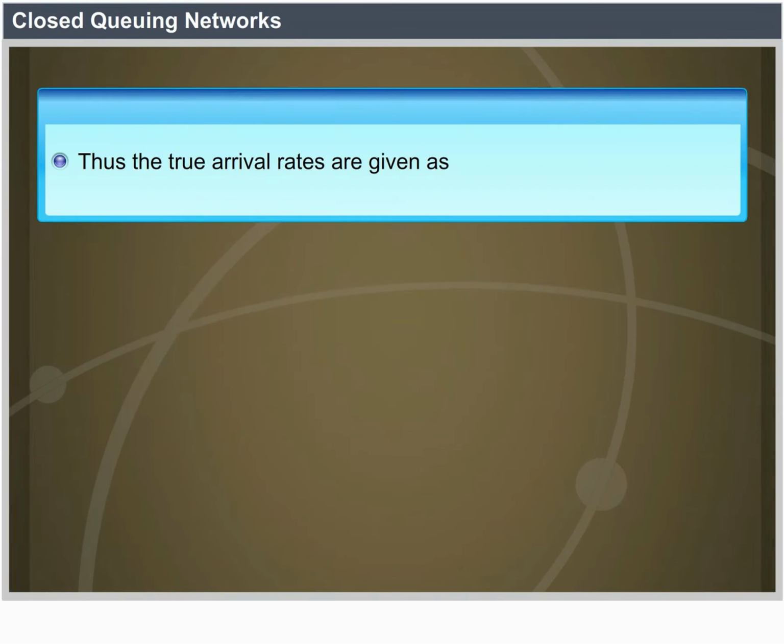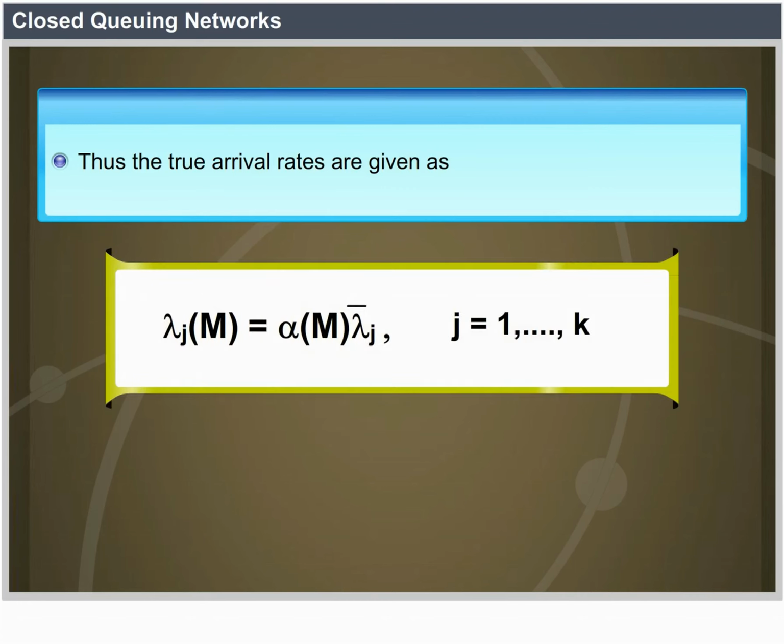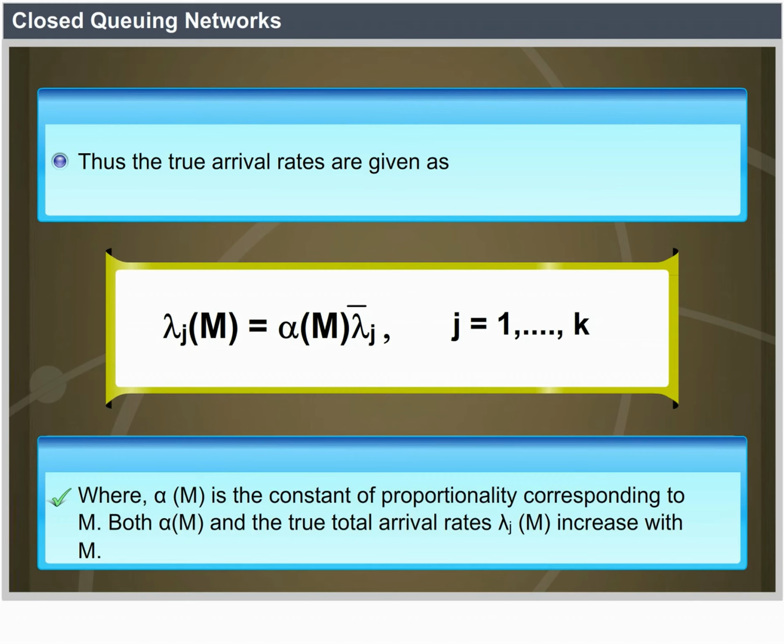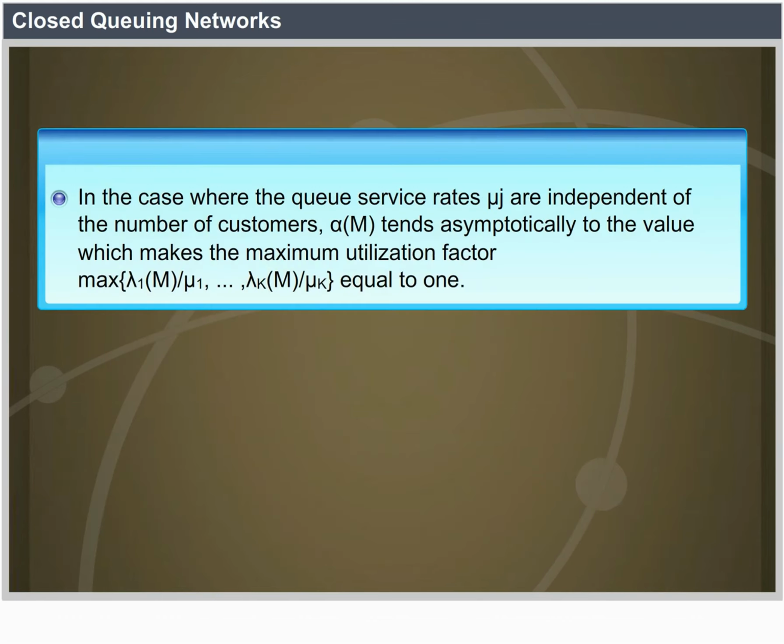Thus, the true arrival rates are given by lambda j of M equal to alpha of M times lambda bar j, j equal to 1 to k, where alpha of M is the constant of proportionality corresponding to M. Both alpha of M and the true total arrival rates lambda i of M increase with M. In the case where the queue service rates mu j are independent of the number of customers, alpha of M tends asymptotically to the value that makes the maximum utilization factor, maximum of lambda 1 of M divided by mu 1 to lambda k of M divided by mu k, equal to 1.